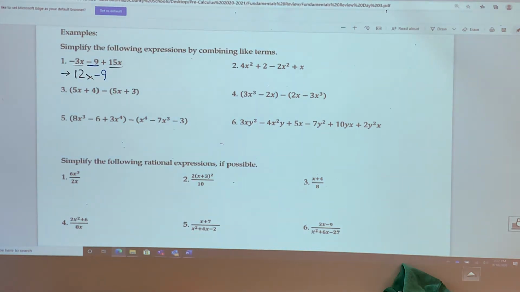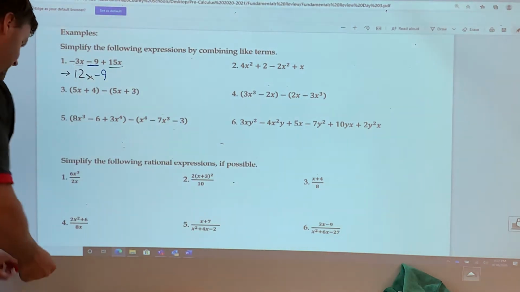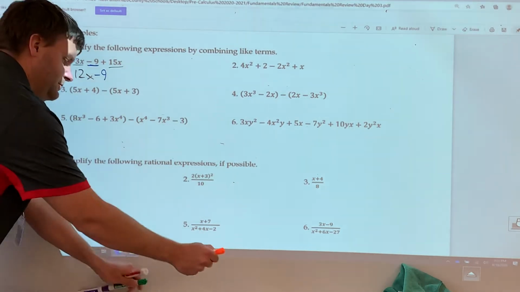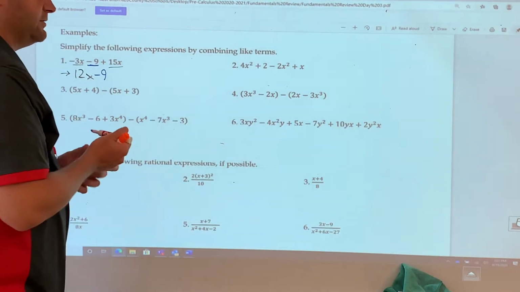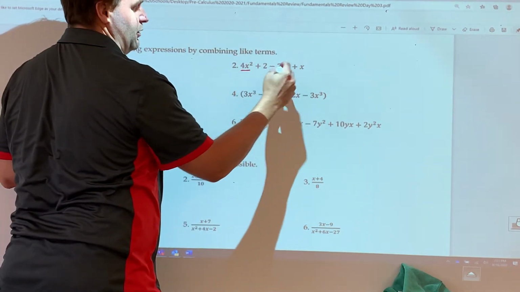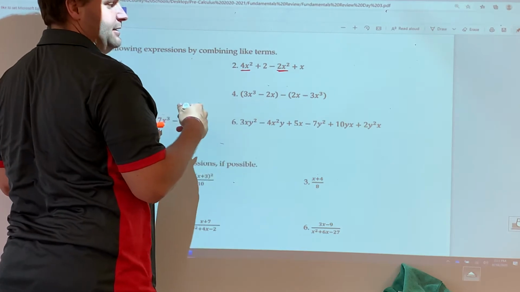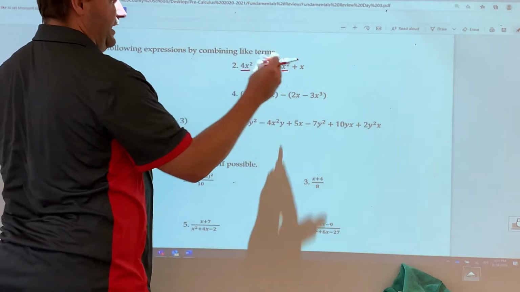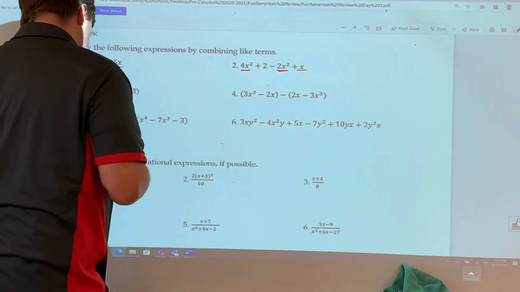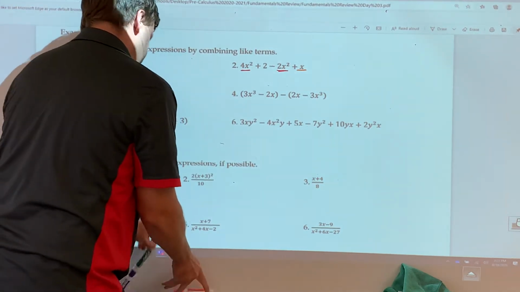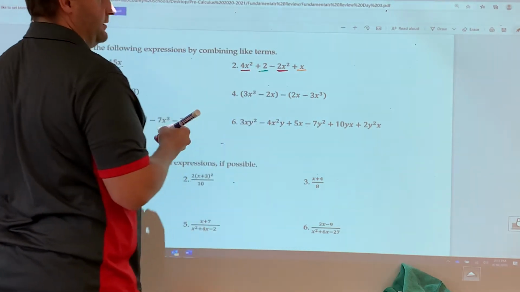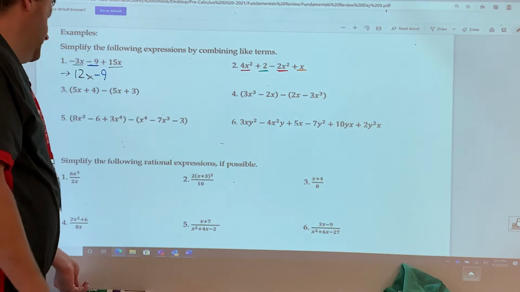All right, number 2, same thing here. We'll use a couple different colors. We've got 4x squared and negative 2x squared, which are like terms. Why are they like terms? Because they both are x to the second power. Then we have just this x by itself, and this 2 as well. Those have their own terms.